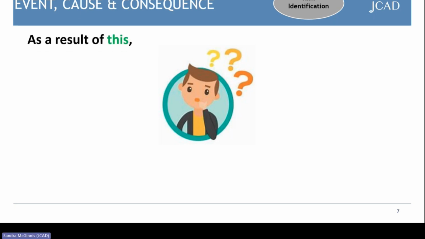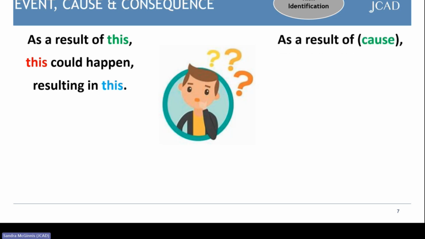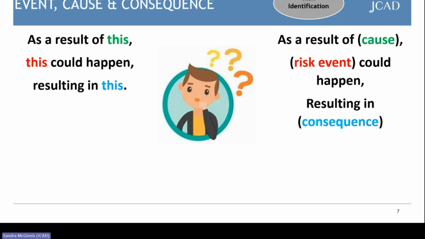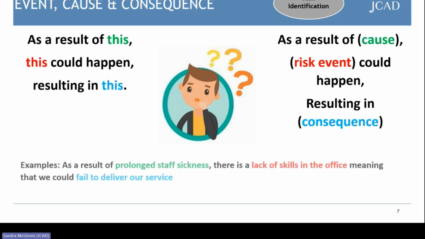So this is what I would suggest when articulating risks. Think about it like this: as a result of this, this could happen, resulting in this. So as a result of a cause, a risk event could happen, resulting in a consequence. So this is where we have our risk, cause and consequence. And I've got a couple of examples here for you as well.